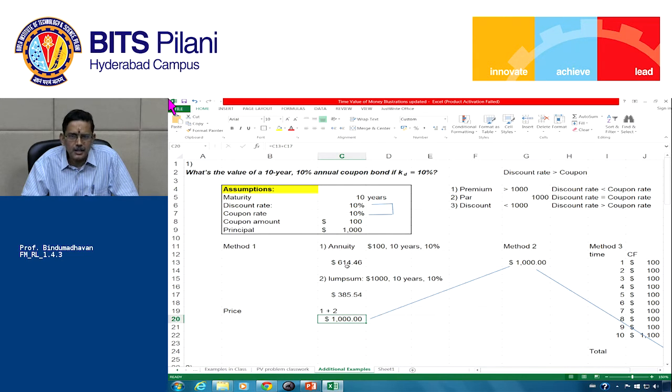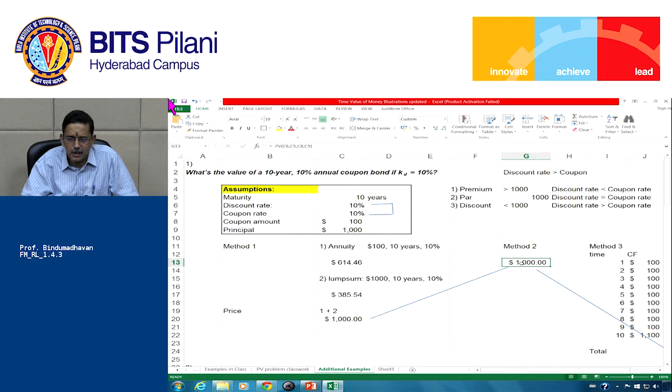So what have we done here? We have done an annuity, right? Remember, there is an annuity of $100 for 10 years, and then we are getting $1,000 at the end. So we have found the present value of that as well, and we add these two and we got $1,000.